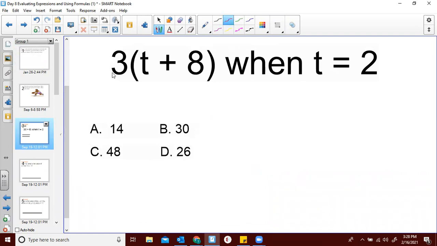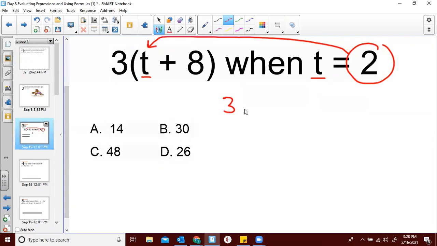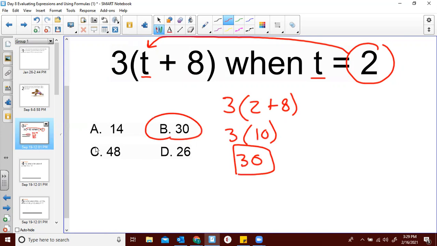So what I have is 3 parentheses t plus 8 close parenthesis when t equals 2. All right, so what this is saying, everywhere that I see a t, I'm going to take this 2 because t equals 2, and I'm going to plug it in right there. So when I rewrite it, I have 3 parentheses 2 plus 8. And then we use PEMDAS or order of operations. So we're going to do our parentheses or our grouping symbol first. So 2 plus 8 is 10. So 3 times 10. And this is just going to equal 30. All right, pretty straightforward.